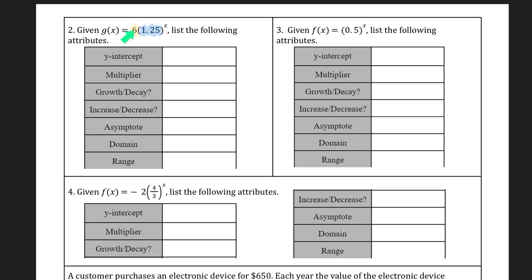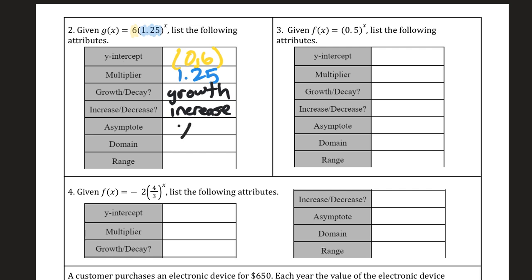You'll notice that here, number 2, the y-intercept is right here at 6. So it's going to be at (0, 6). The multiplier is going to be 1.25. And since this multiplier is greater than 1, then we know it is going to be growth. And since it's growth, I know if I were to type the graph into Desmos and look at it, it would be an increase as well.